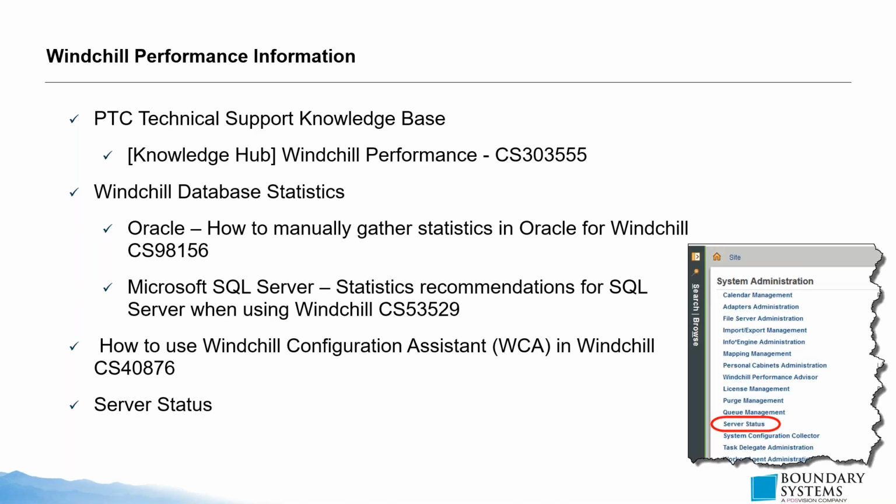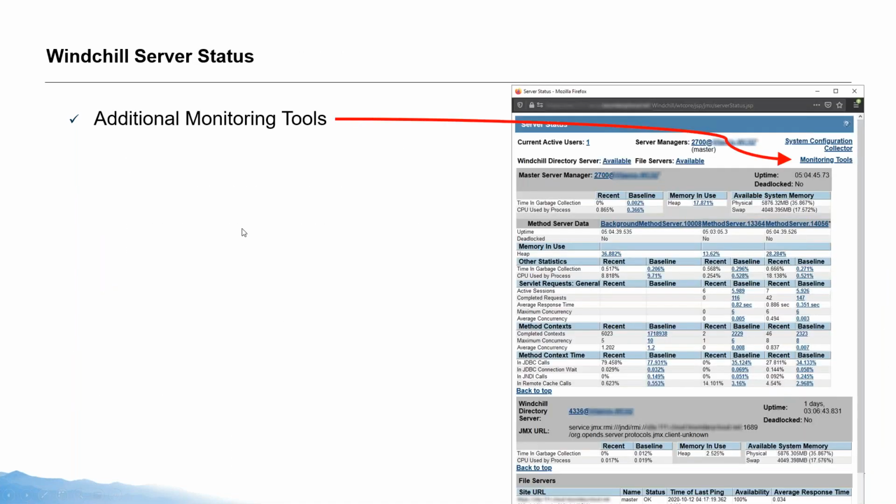Then if you want to look at the actual performance status of the Windchill server, most of the things that I'm going to look at today are under the site menu, so you have to be a site administrator to look at that. But the first one there is the server status page. So in the server status page, there are some additional monitoring tools that I'm going to cover after this. What you can also see directly in there is how many users are currently logged into Windchill. So you know exactly what's going on.